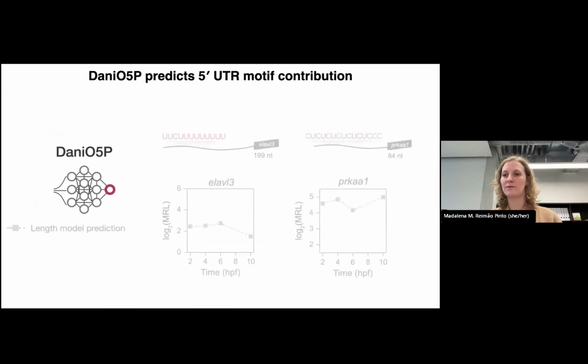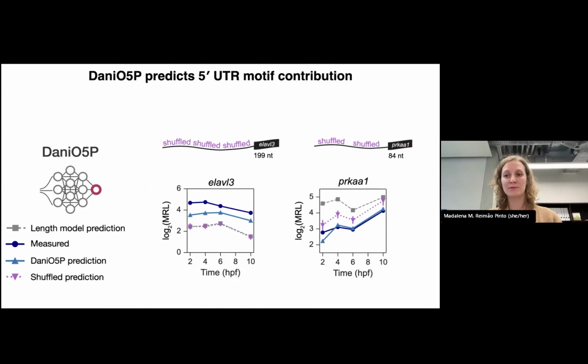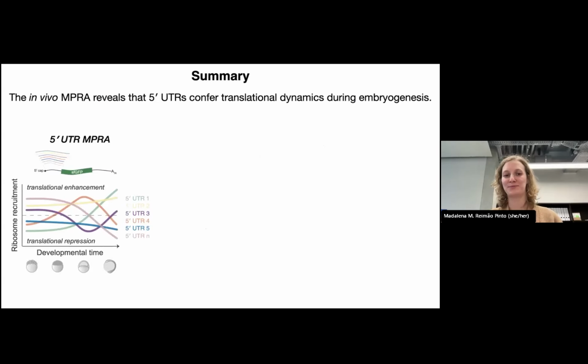So here, to showcase the power of this model, I'm just showing you two different 5' UTR sequences that have different lengths and also different sequence composition, including two different scoring motifs. So if the model predicts their behavior based on the length alone, they are different as expected because length is important. But when we consider the sequence composition, then the predicted behavior is different, and it actually matches quite well what we measured in vivo. And even more excitingly, when we shuffle these sequences to disrupt motifs but maintain nucleotide composition, we see that the behaviors no longer match the measured behaviors. So this to us suggests that the motif grammar is important for regulation.